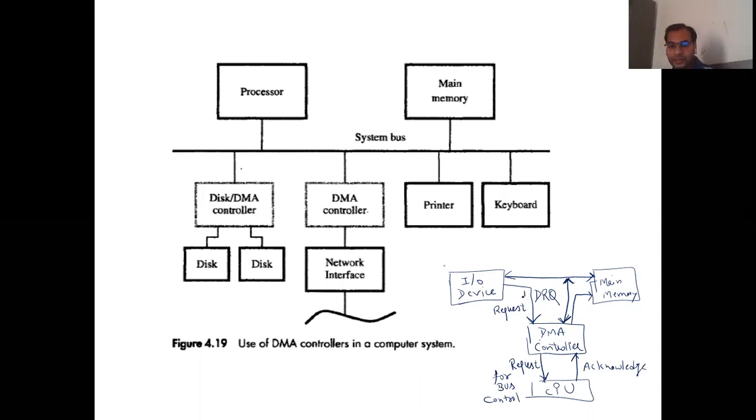First, this request will be generated. Second, the DMA will request the bus control from the CPU. Then the CPU will give the signal that okay, I acknowledge your request and you can have the bus control now. As soon as the DMA gets the bus control, it will get a connection with the main memory, and it will allow the IO devices to start transferring the data to and from the main memory. This is how it is going to work.